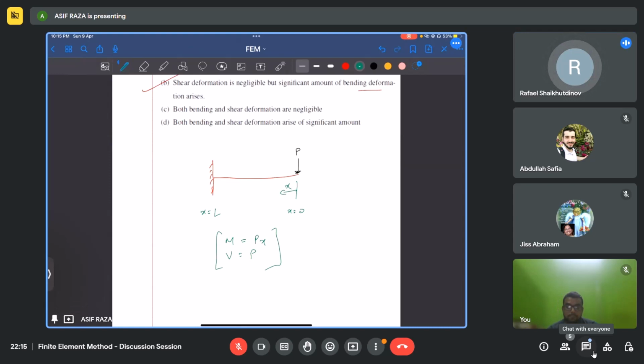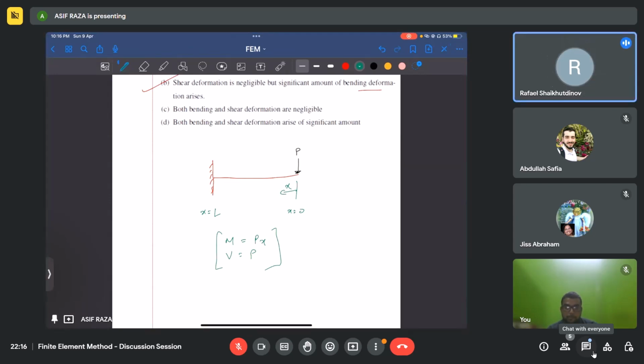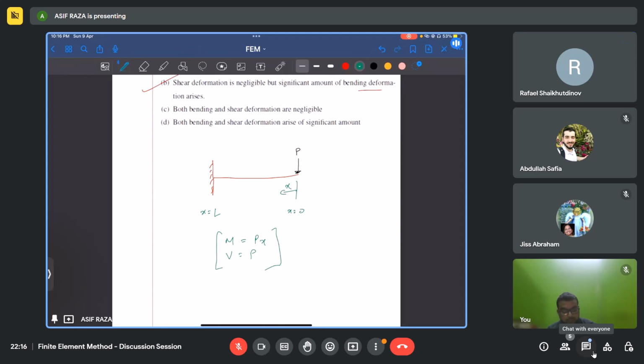No. This is parabolic tau along the section. Okay, so if I take a particular section, because shear force is constant all through, right? So if I take a particular section, say dx, now we have this section.